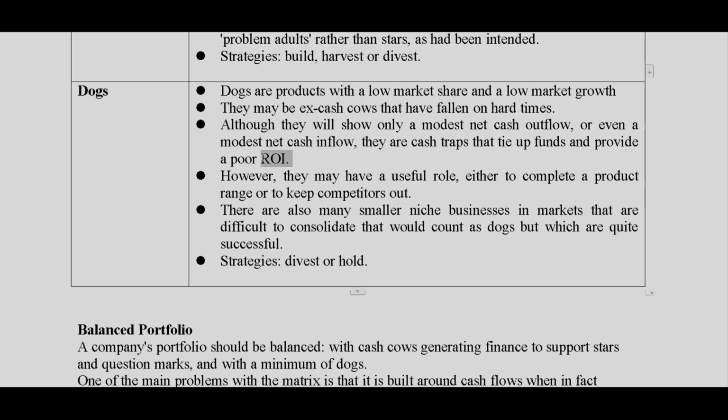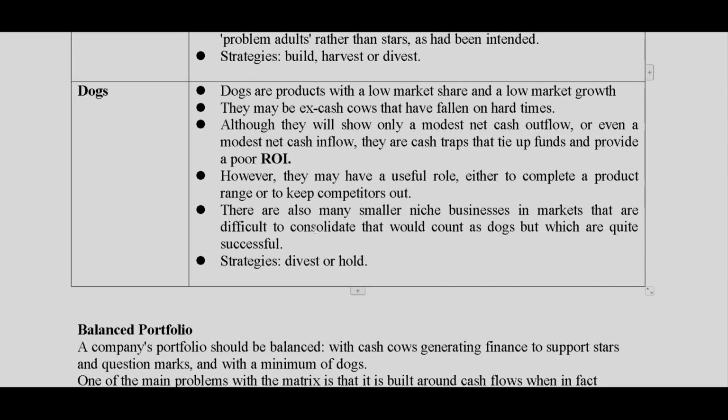And remember, anytime you look at some of these things, you can even use return on investment to check which of them is really performing well. Okay, ROI can be used. However, they may have a useful role either to complete a product range or to keep competitors out. There are also many smaller niche businesses in the market that are difficult to consolidate that will count as dogs, but which are quite successful.